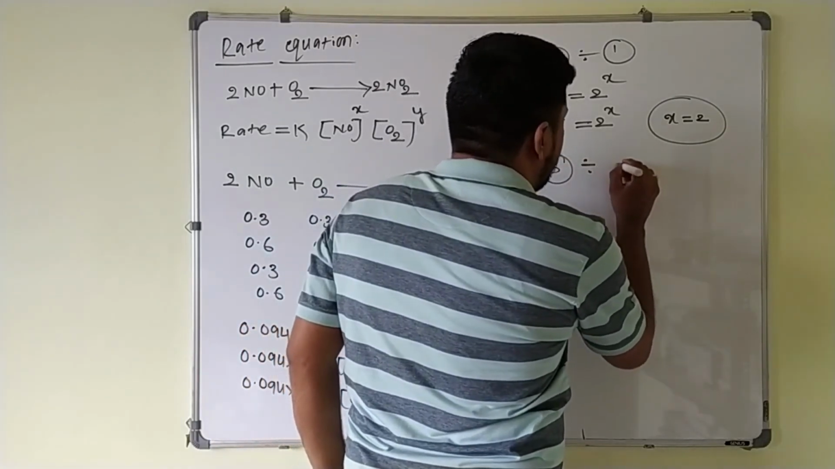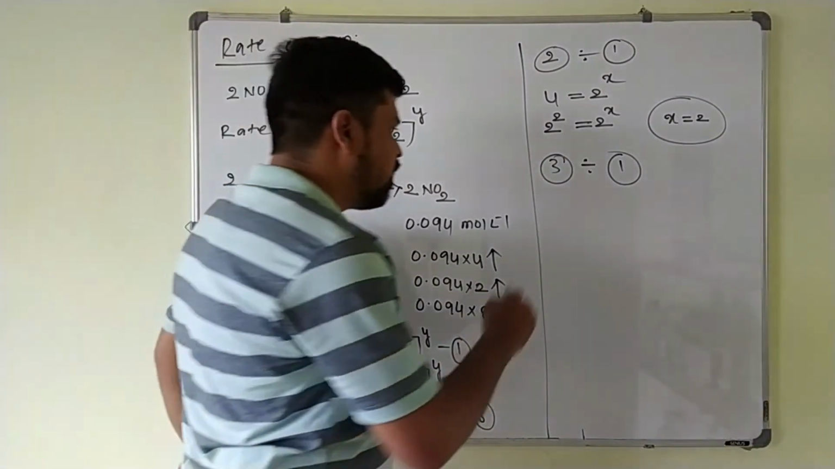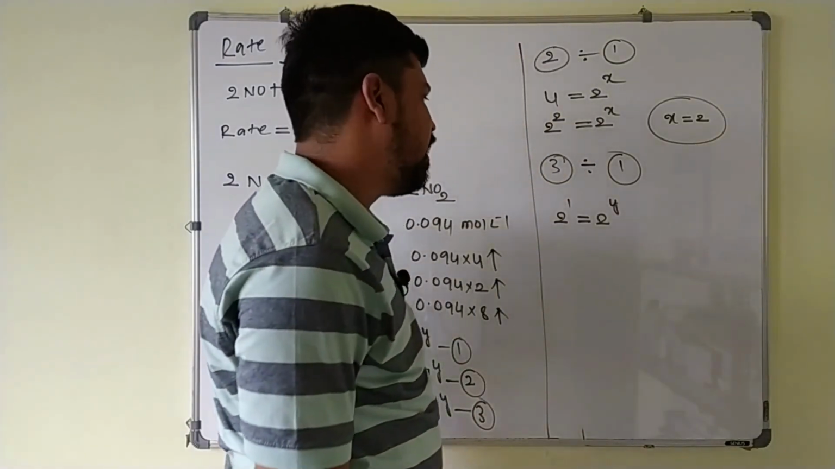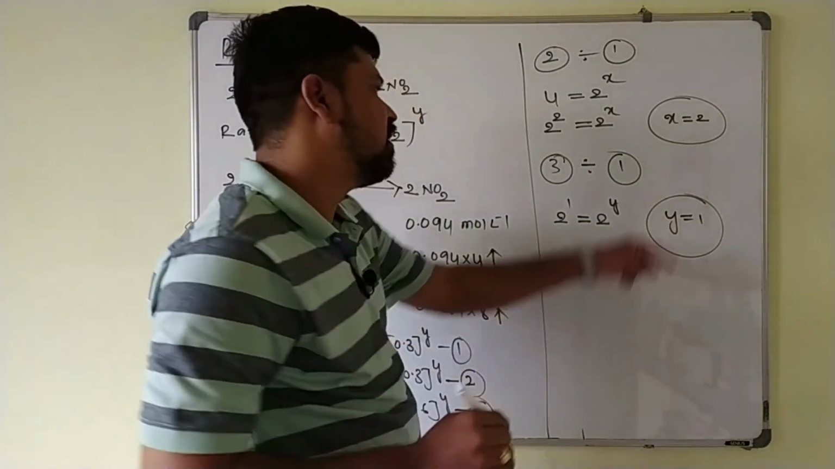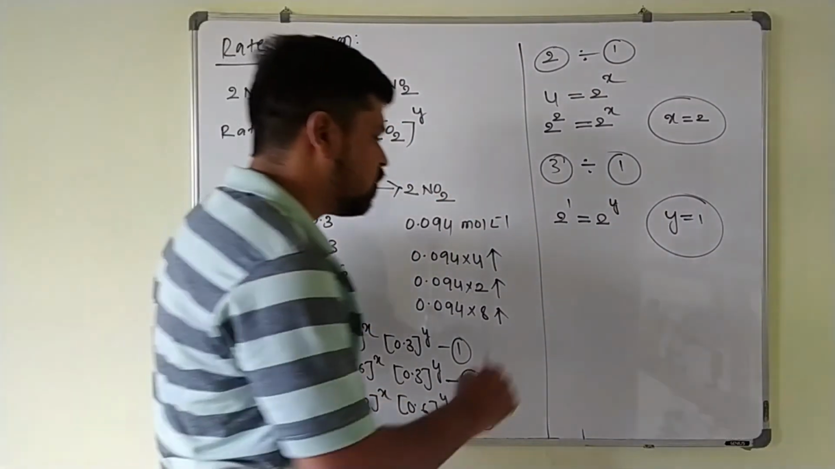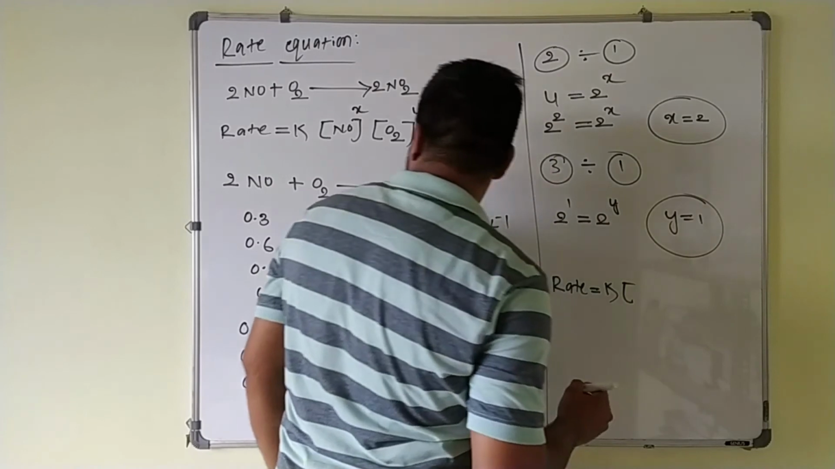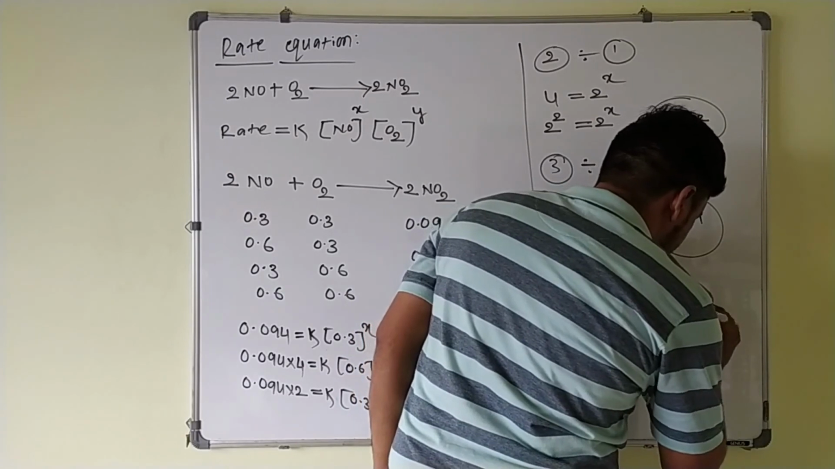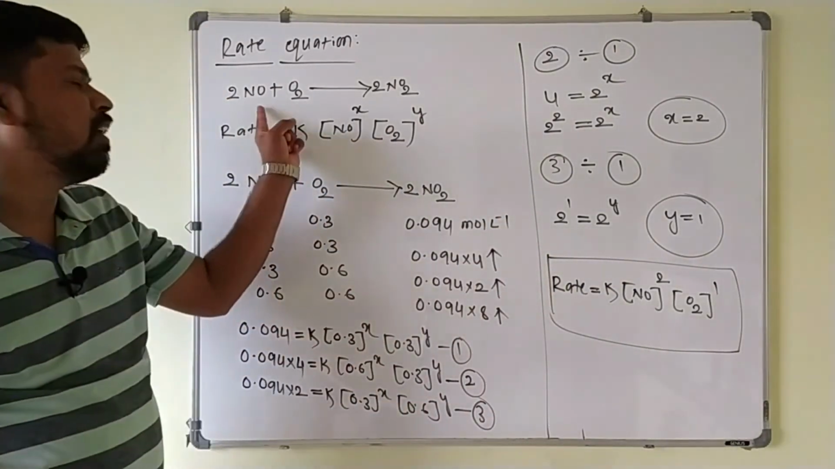Similarly, if you take 3 by 1, what will you get? Equation 3 divided by equation 1 gives 2 equal to 2 power y. So the y value is equal to 1. Now you put these x and y values here, obtained from experimental data. So the rate of reaction is equal to K into [NO] power 2 and the concentration of O2 power 1. This is the rate equation for this chemical reaction.